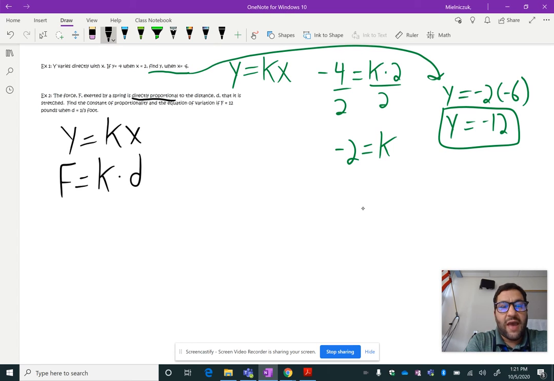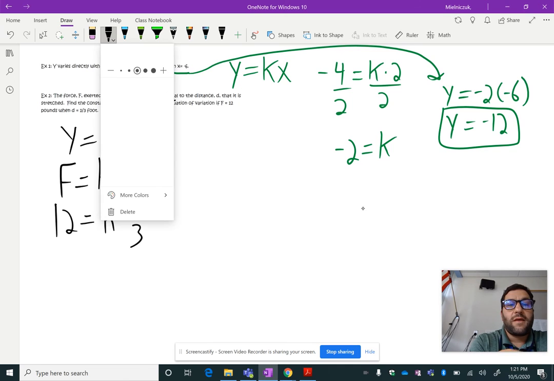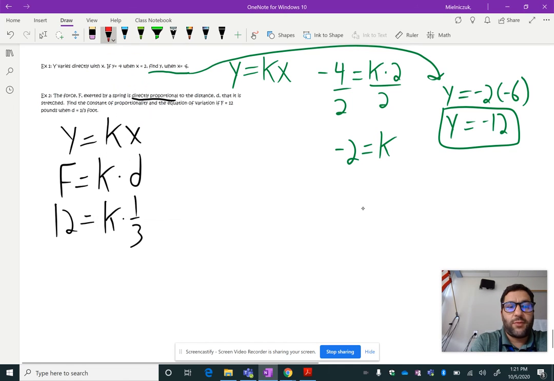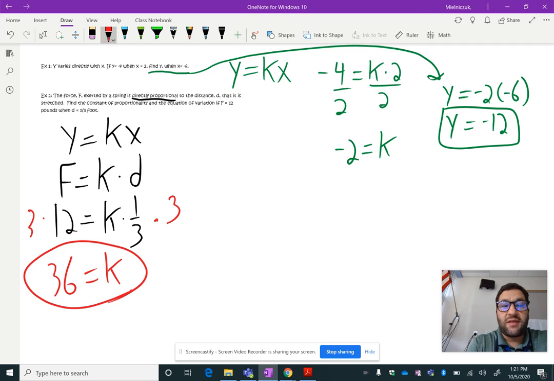So then we say F equals 12 when d is 1/3. So find the constant of proportionality means solve for k. So let's solve for k by multiplying both sides by 3. So we know 36 is equal to k. So we have the first part done. And then it says in the equation of variation, which is a fancy way of saying just write it as y equals 36x.